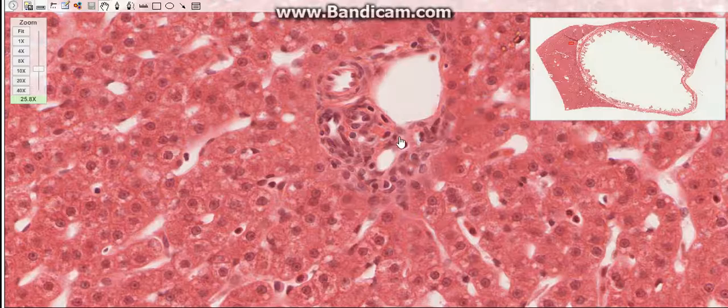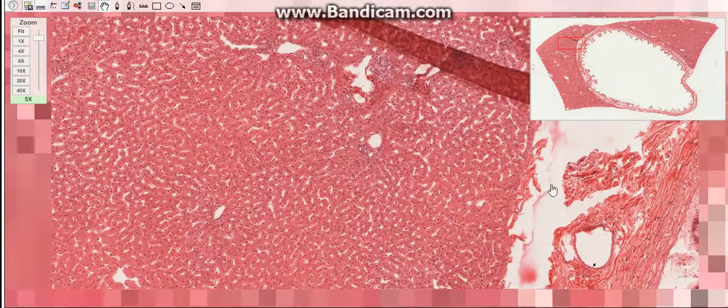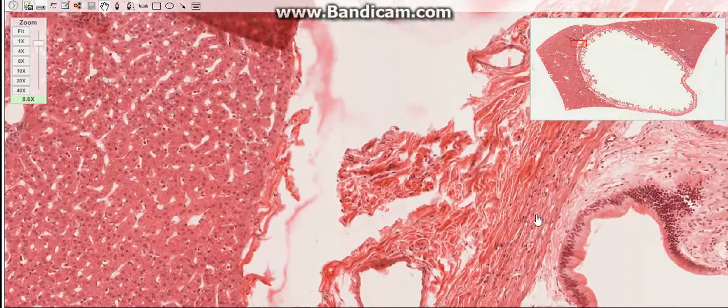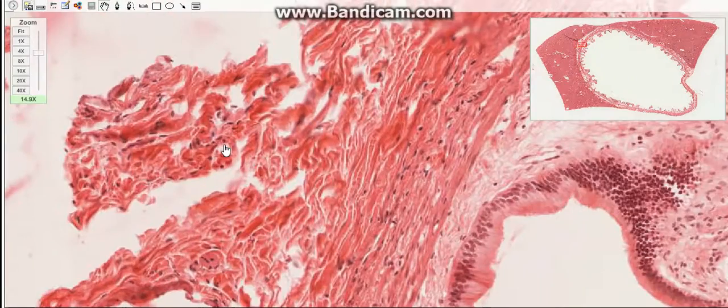Intrahepatic bile ductules are lined by cuboidal epithelium, and all other parts of the biliary system are lined by a tall columnar epithelium. Here in this slide, I think it's very clear. As you can see here, this is the cuboidal epithelium, and this is the tall columnar epithelium.